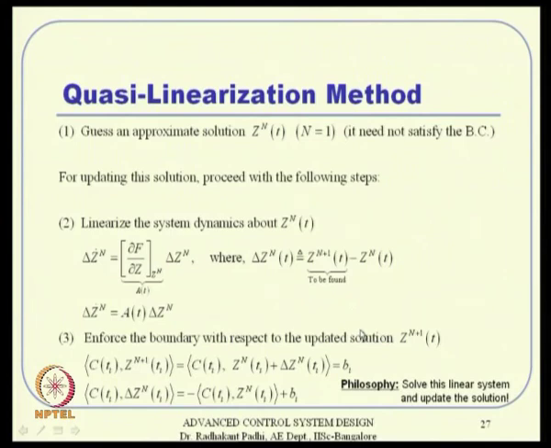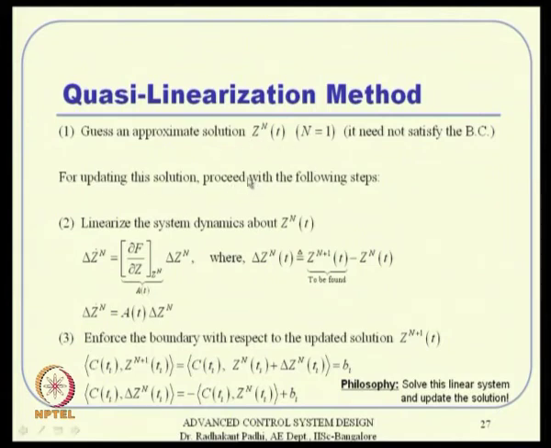Now, how do you do that? Obviously, we start with a guess approximation, that is, let us say z_n is available to us. That is a guess value, and it need not satisfy the boundary conditions. It may start with something which may or may not satisfy all the boundary conditions. So, we want to repeat this so that it satisfies the boundary conditions eventually. That is the whole idea.